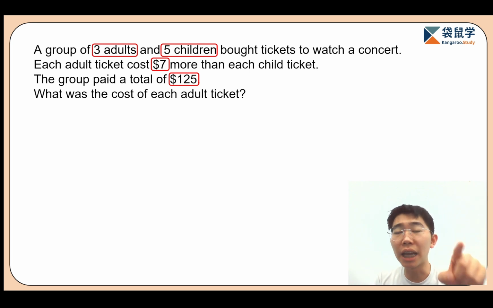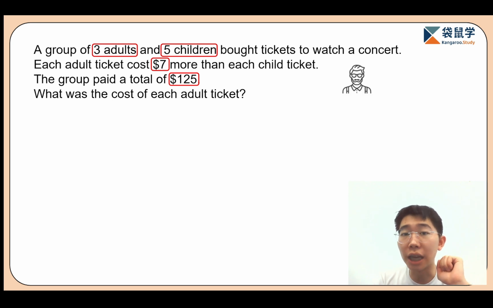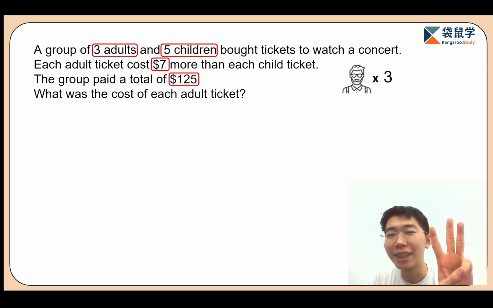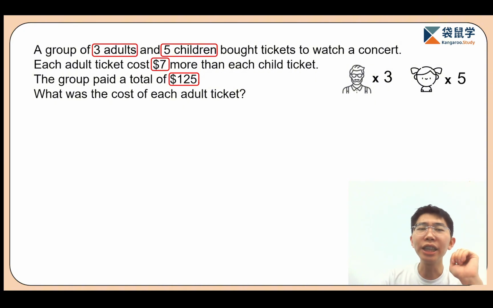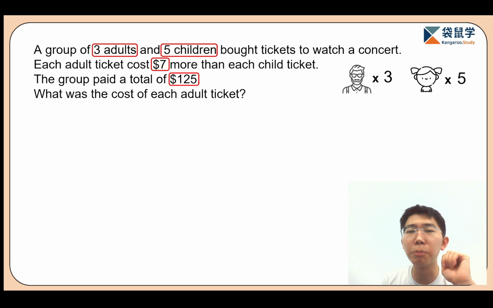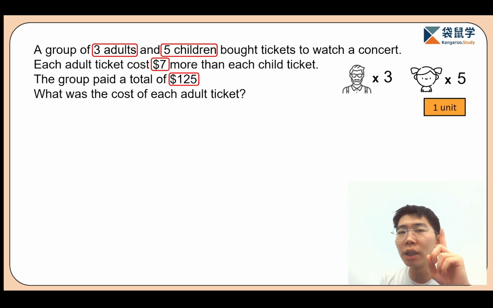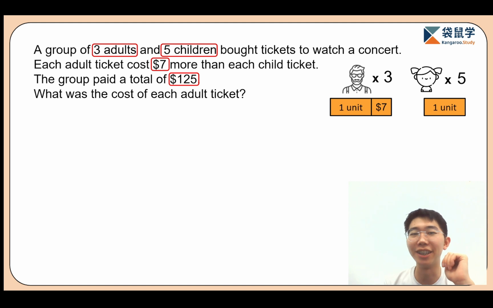So now let's try to observe what information is given to us. We know that there are some adults and children. How many adults are there? 3 adults. And how many children are there? 5 children. And each adult ticket costs $7 more than each child ticket. Let's say if each child ticket costs 1 unit, what is the cost of each adult ticket? It's 1 unit and the extra $7.